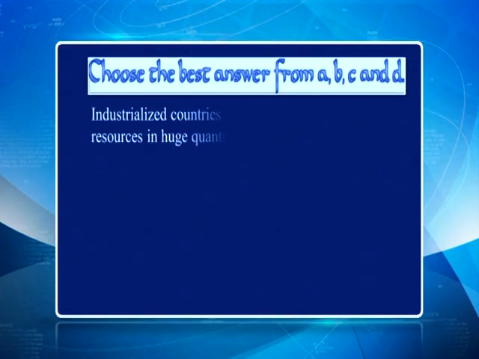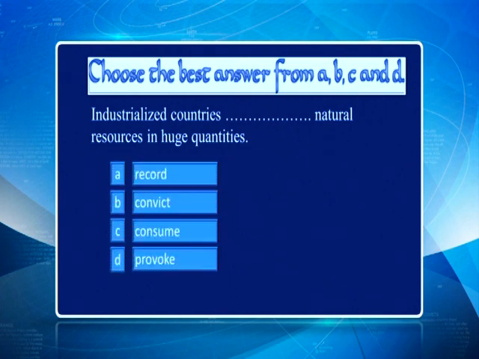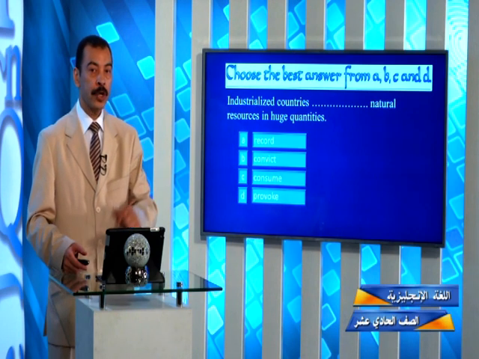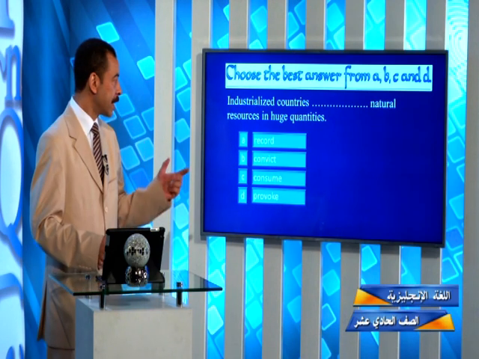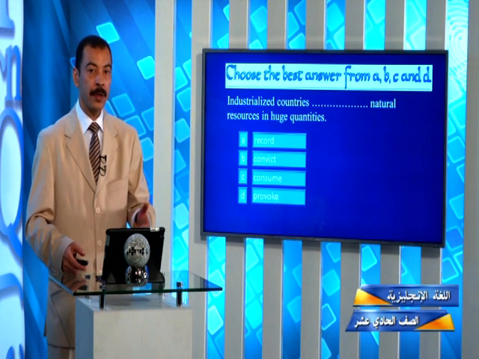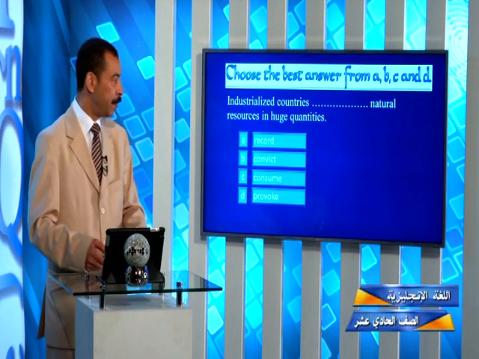Okay, let's move to our next example, which says industrialized countries ___ natural resources in huge quantities. And here you have record, convict, consume, and provoke. Of course, as you know, each word has what we call collocates, that is, words which go with it. So for example here, record, most of the time we use it with songs, to record a song or a film.